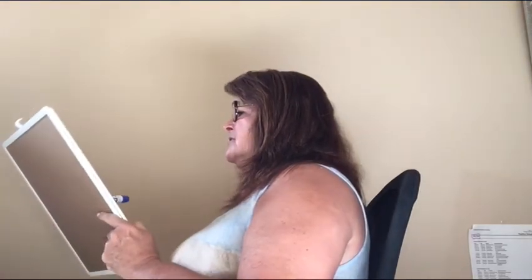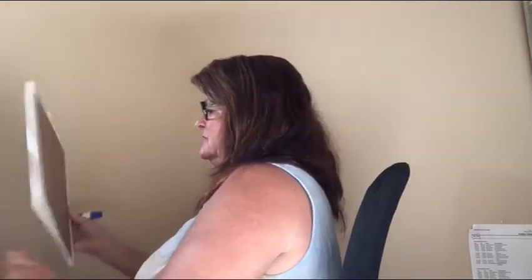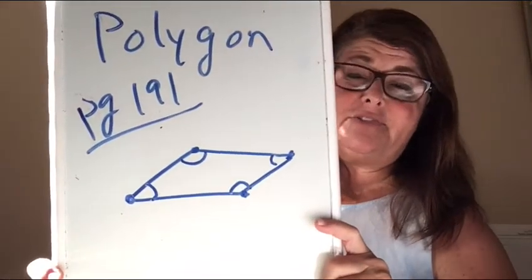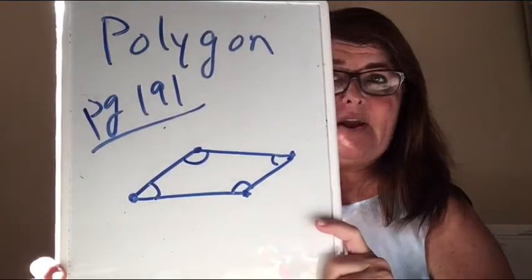So a quadrilateral has 4 sides, 4 vertices, and 4 angles. See that? It has 4 sides, 4 vertices, and 4 angles. And so on. The pentagon has 5 and the hexagon has 6.